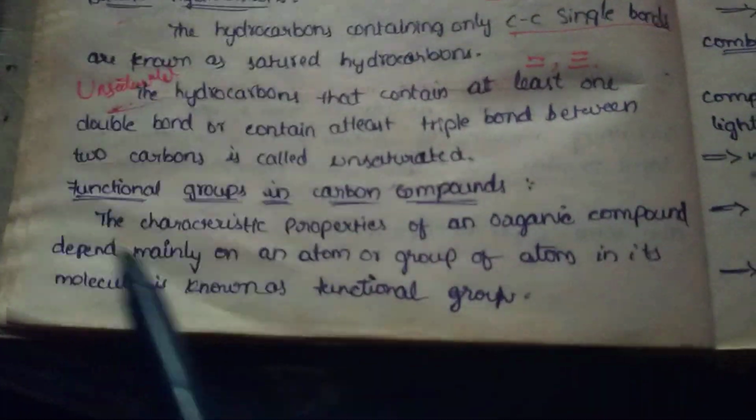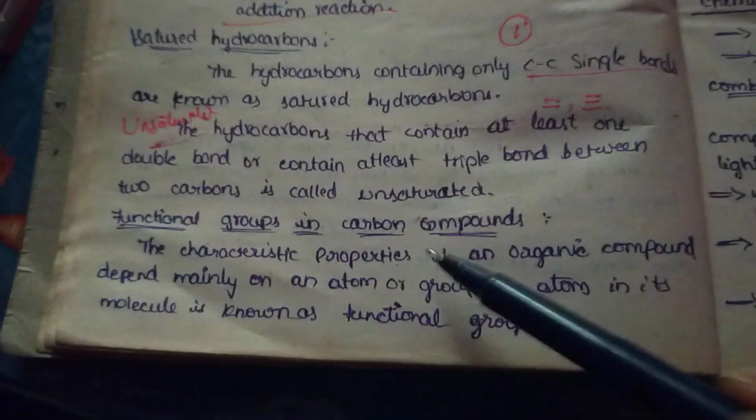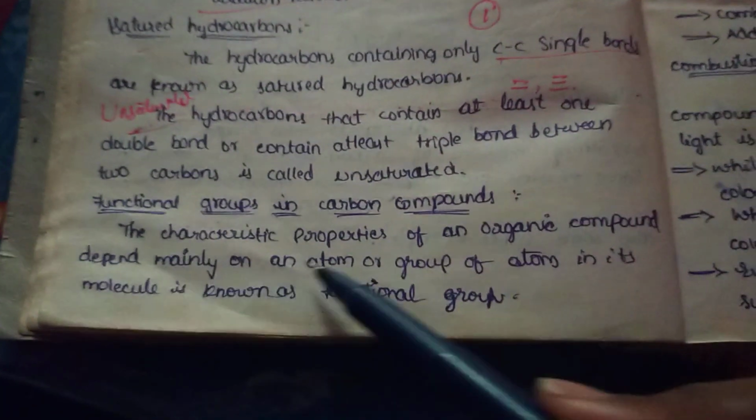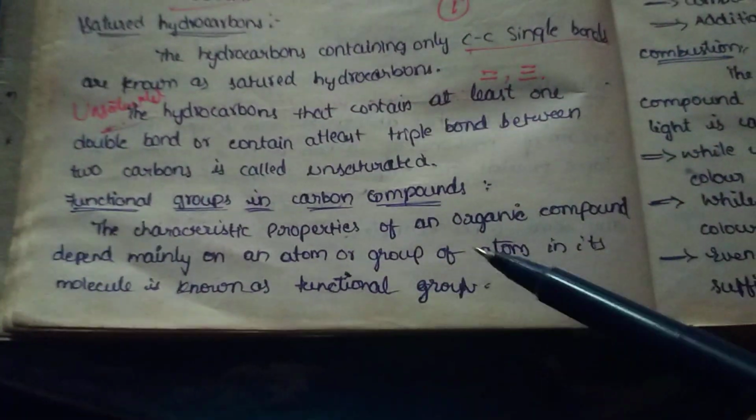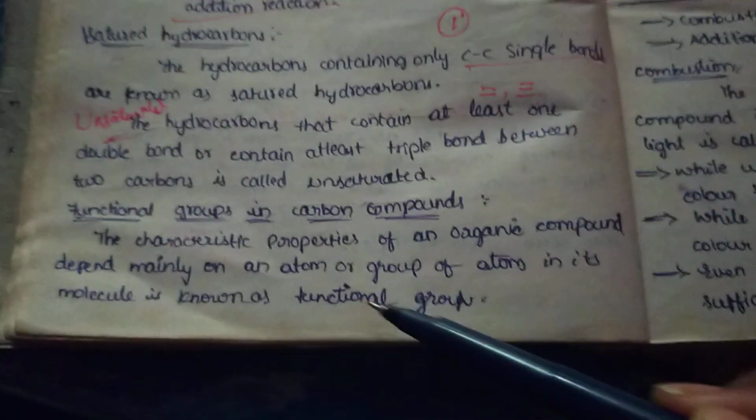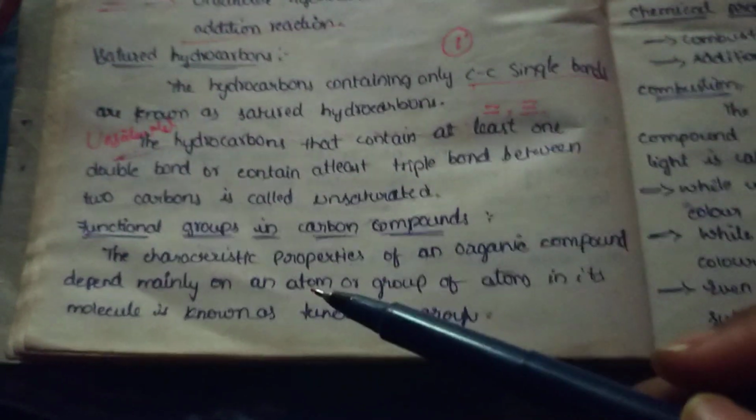And next, functional groups in carbon compounds. The characteristic properties of an organic compound depend mainly on an atom or group of atoms in its molecules, known as the functional group. Functional groups I already discussed in the earlier video, in the table.